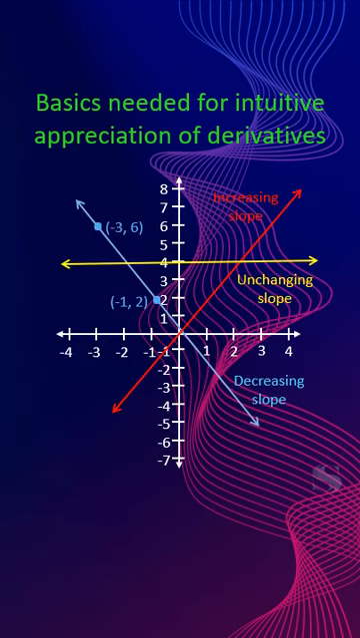This picture shows the slope of three lines: decreasing, unchanging, and increasing. In decreasing slope, for the increase in x-coordinate value, say from -3 to -1, the y-coordinate values are decreasing from 6 to 2.